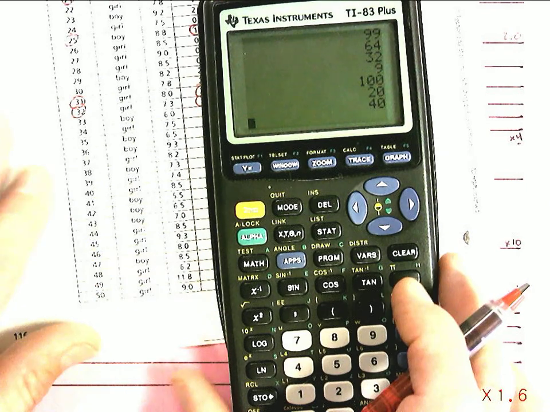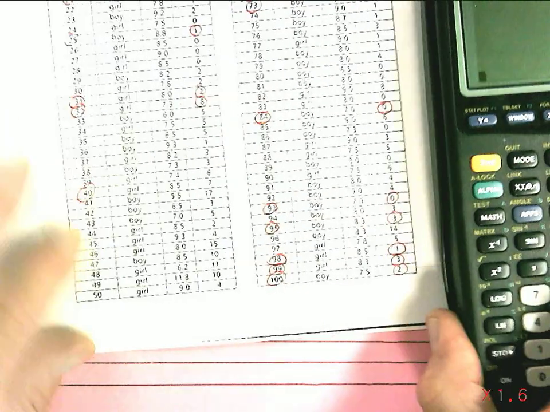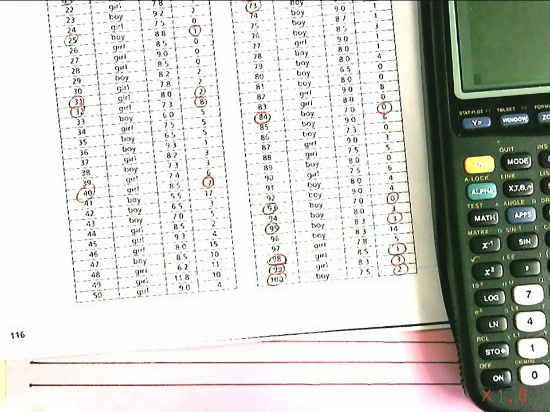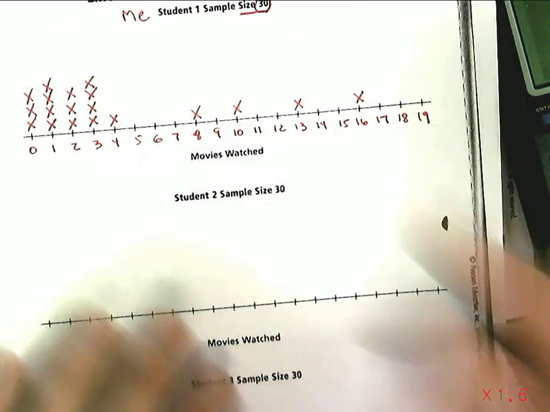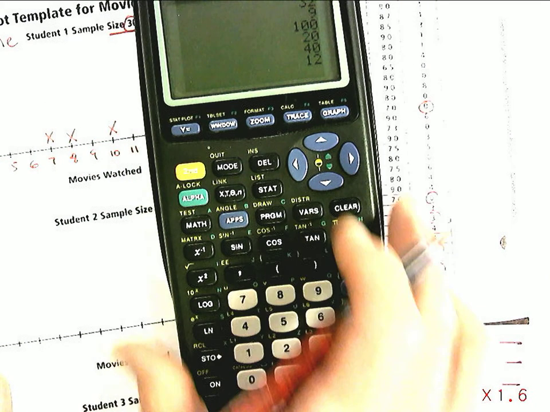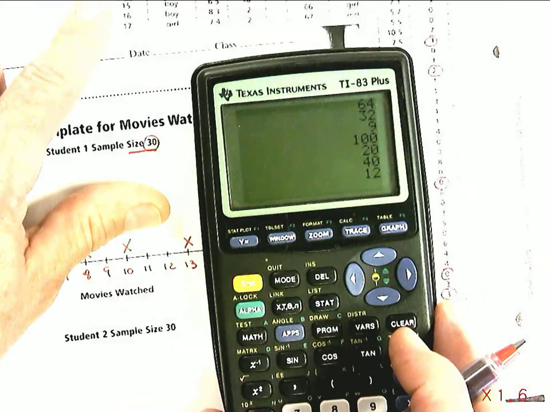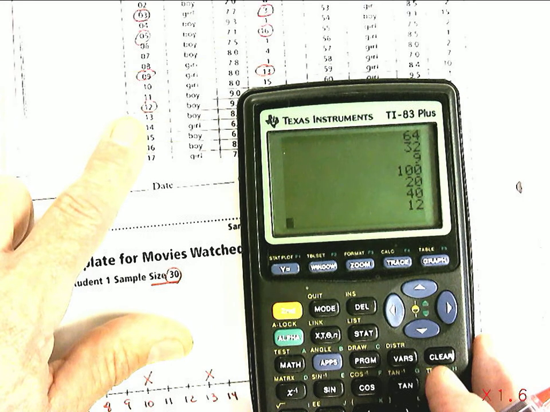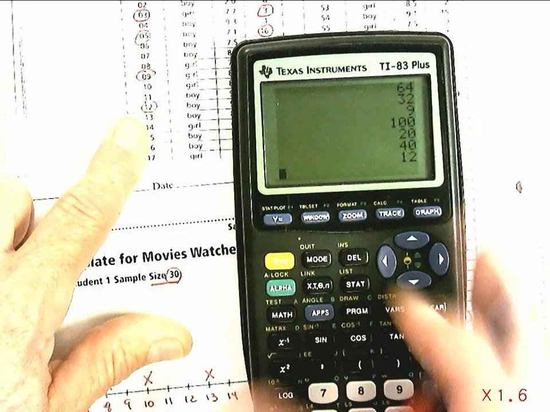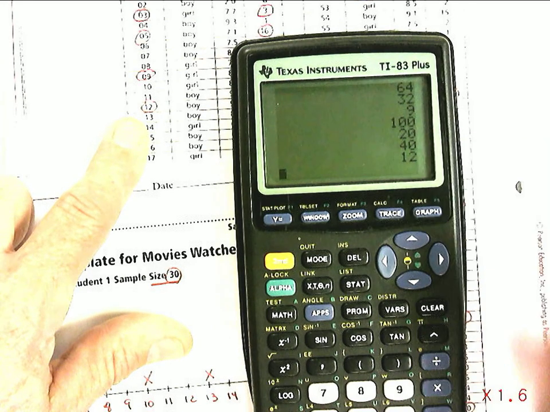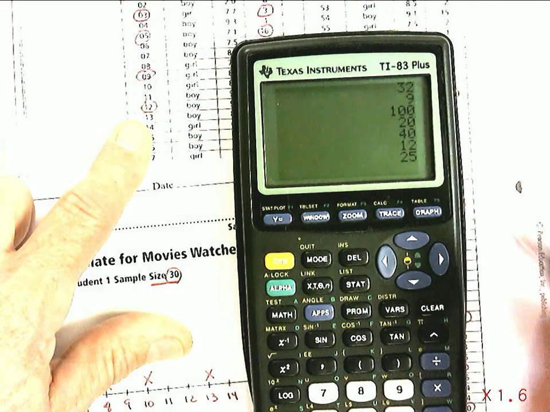Person number 40 is my next pick. And they watched 7. Mark above the 7. Person number 12, I already picked. So this is again a situation where I picked a 12 once already. So I'm just going to ignore that 12 and pick again. Person number 25, I already picked that person too.